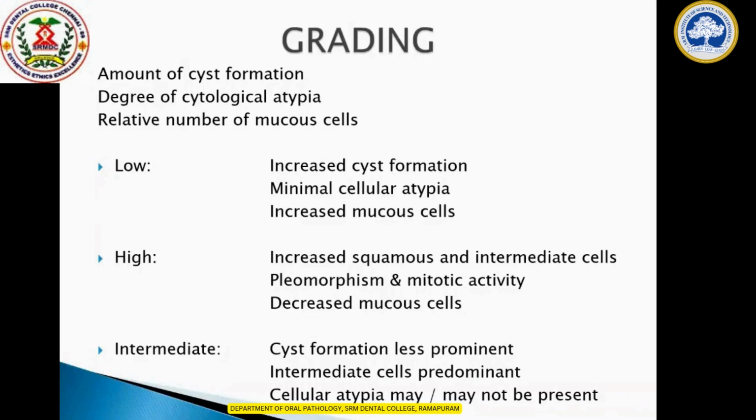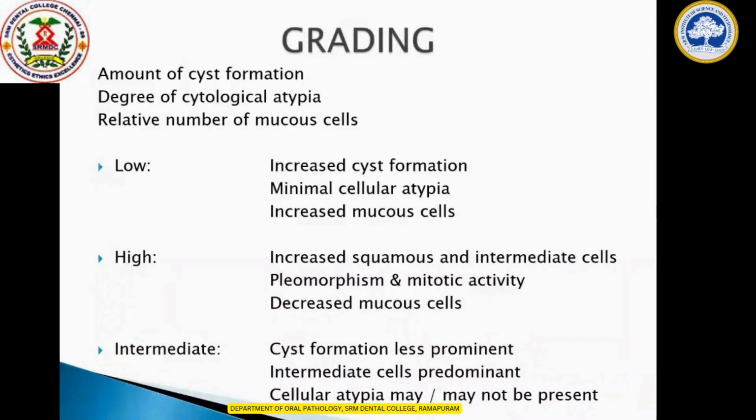If you take the intermediate grade, the amount of cystic spaces will be slightly reduced when compared to the low grade. In low grade, we see a lot of cystic spaces and fewer solid areas. Whereas in your intermediate grade, the amount of cystic spaces is decreased. It's still present, but it's 50-50. 50-50 meaning 50% cystic spaces and 50% solid areas can be appreciated. So it will show cystic spaces as well as solid sheets of cells.